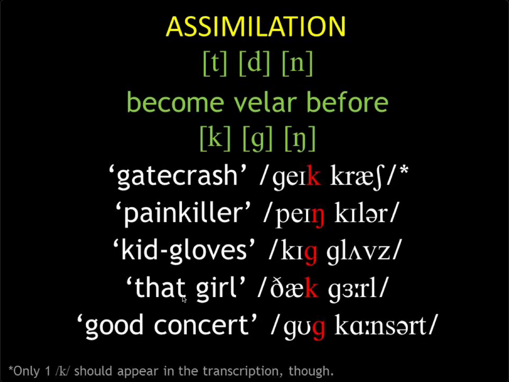The same for that girl. That boy will become p, that boy, and that girl will become k, that girl, because g is velar. And the same thing for good concert. Good boy will become b, good boy. And good concert will become g, good concert.